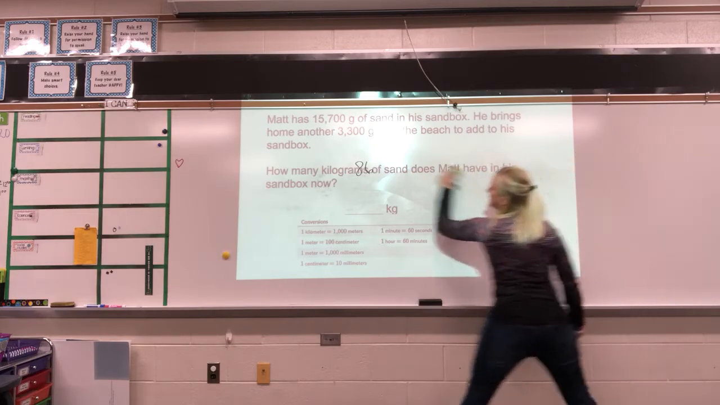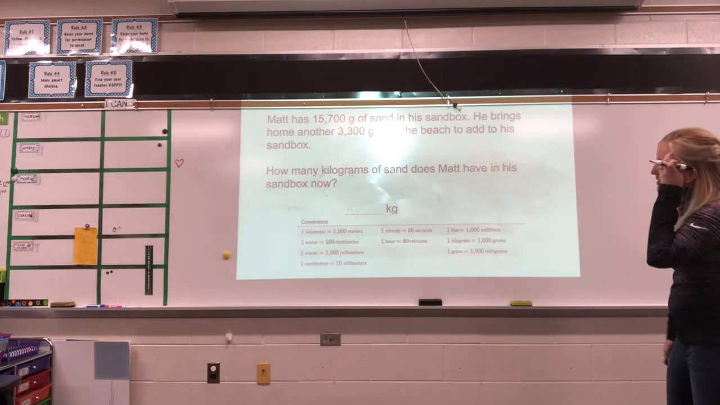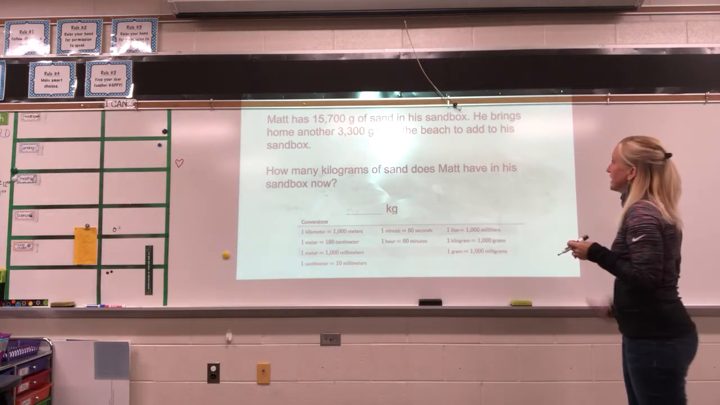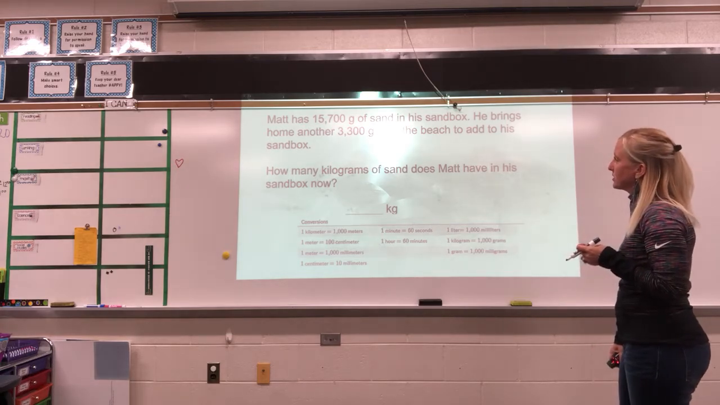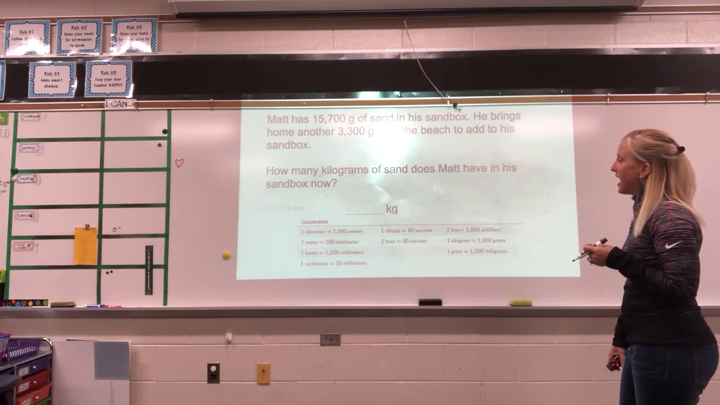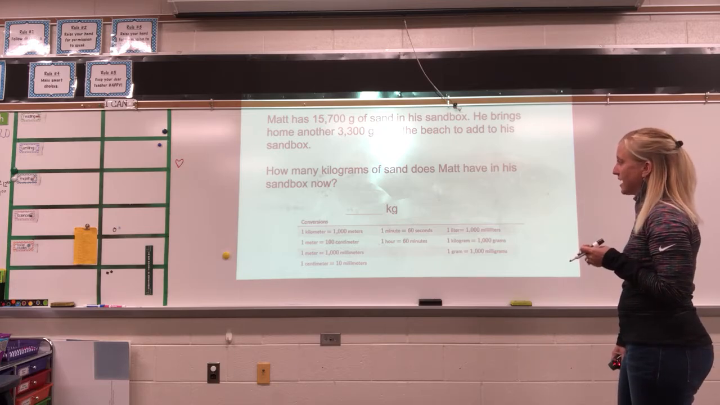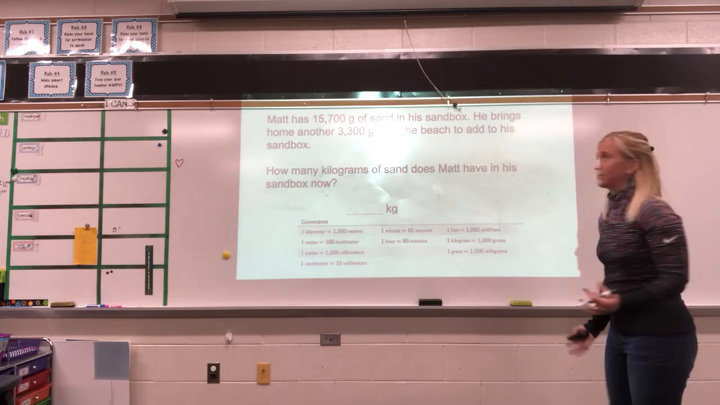Matt has a lot of sand in his sandbox. 15,700 grams of sand is in his sandbox. He brings home another 3,300 grams from the beach to add to his sandbox. How many kilograms of sand does he have in his sandbox now? So first, let's figure out the total number of grams he has.